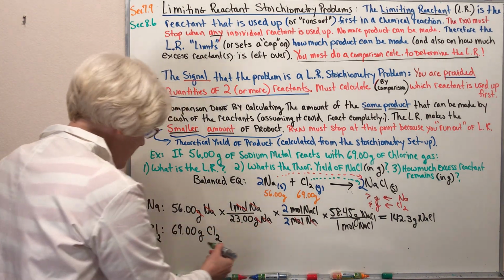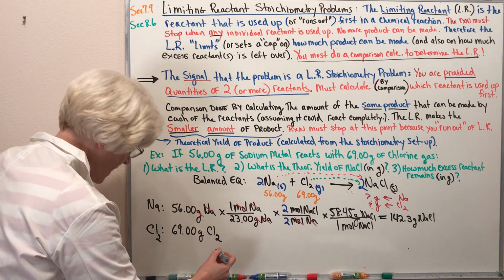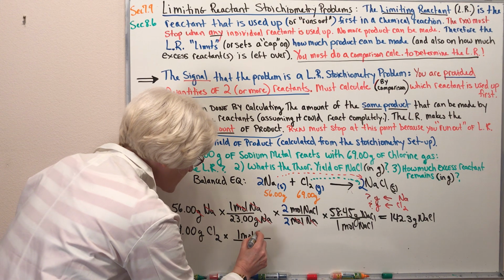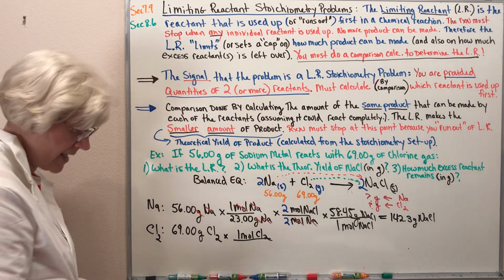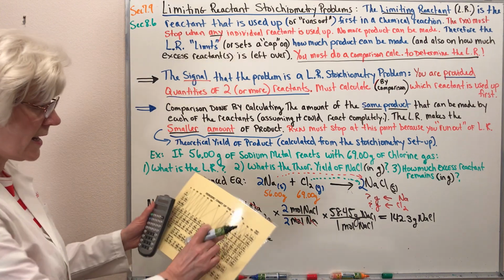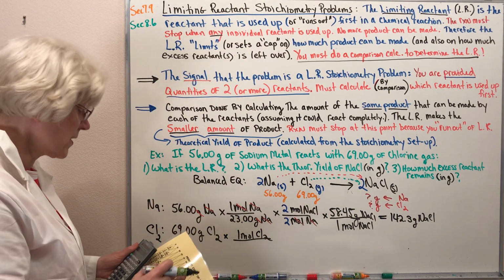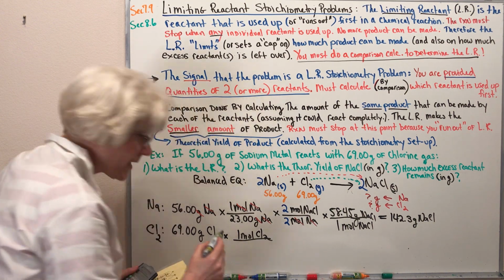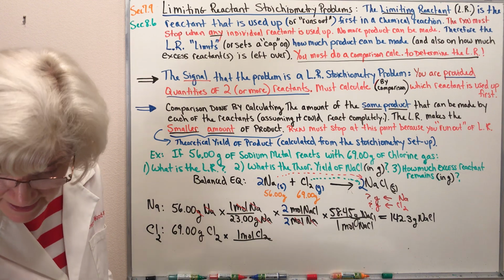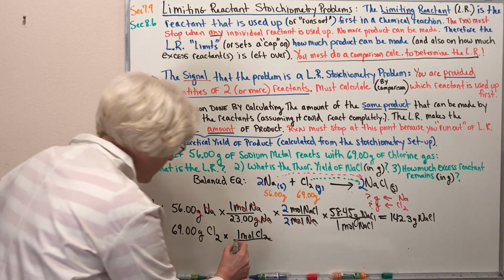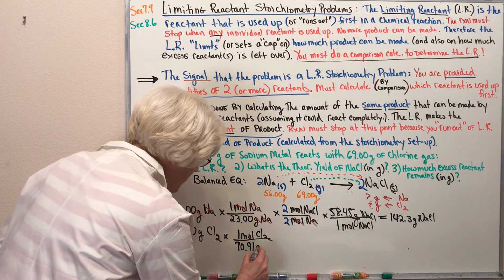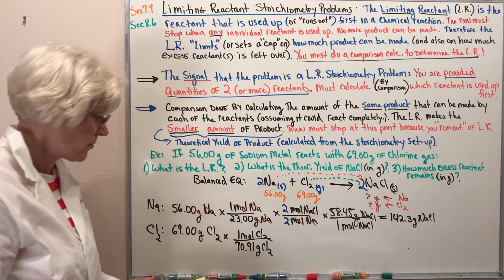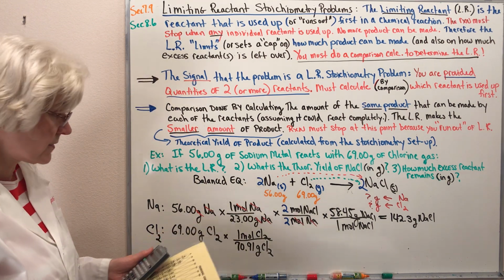So same process. We're taking our mass of chlorine and we're converting to moles of chlorine using the molar mass. Chlorine is a diatomic element, so I'm going to have to add up the masses of 2 moles or 2 atoms of chlorine to get that molar mass. And when I do that calculation, I come up with 70.91 grams of chlorine per every 1 mole of diatomic chlorine, taking the molar mass of chlorine and multiplying by 2.